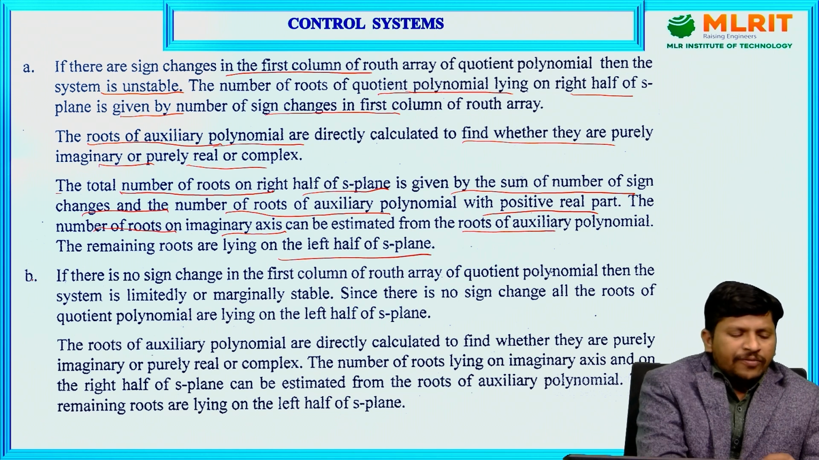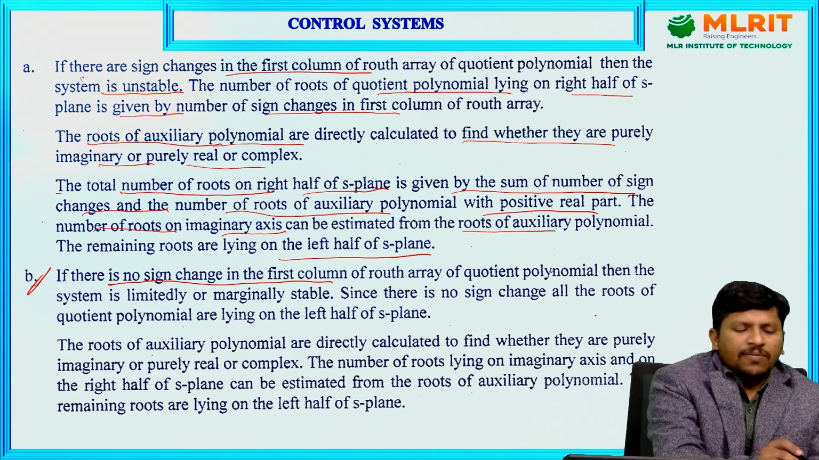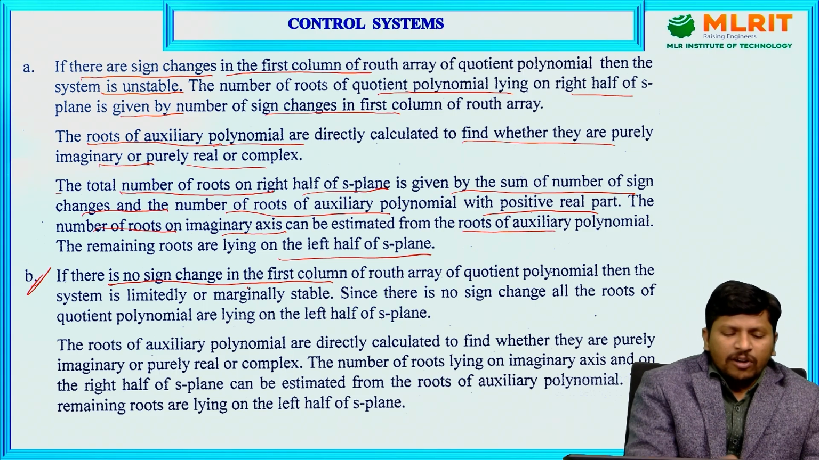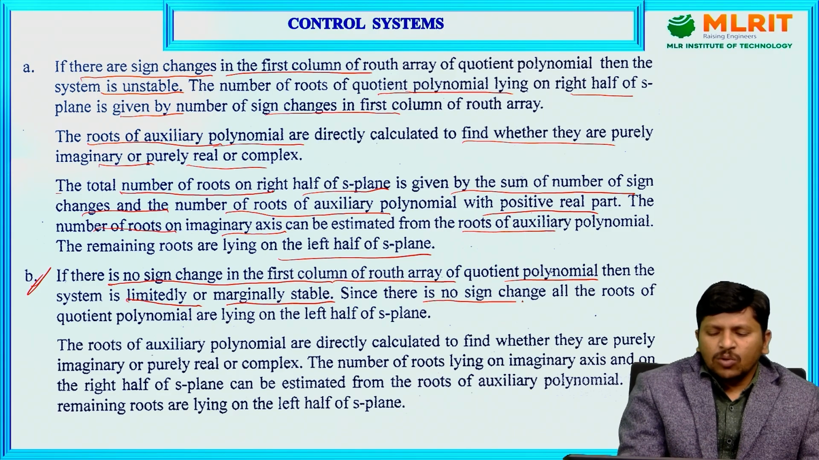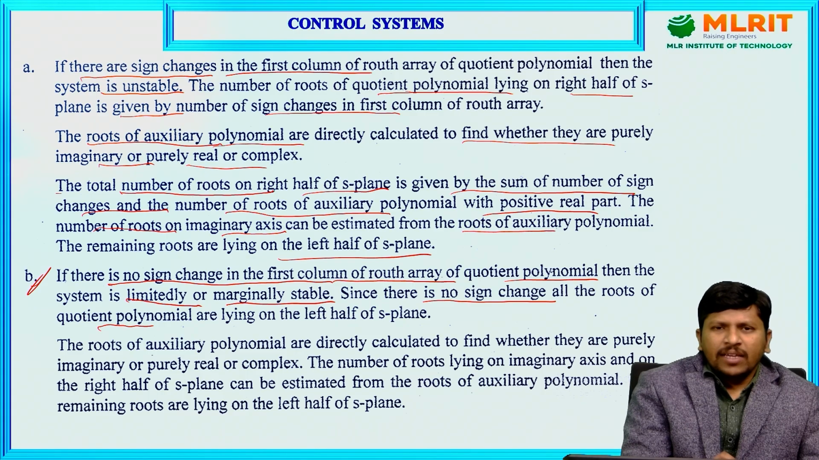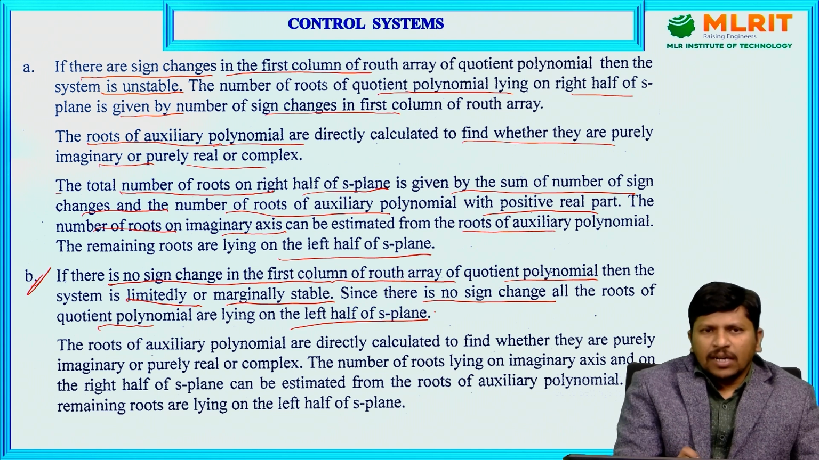Okay. Second case, if there is no sign change in the first column. Here the first point, if there are sign changes, that is unstable. If there are no sign changes in the Routh array of the quotient polynomial, then the system is limitedly or marginally stable. Since there is no sign change, all the roots of the quotient polynomial are lying on the left half of the s-plane. In that condition, we are going to say the given system is a marginally stable or limitedly conditionally stable system.